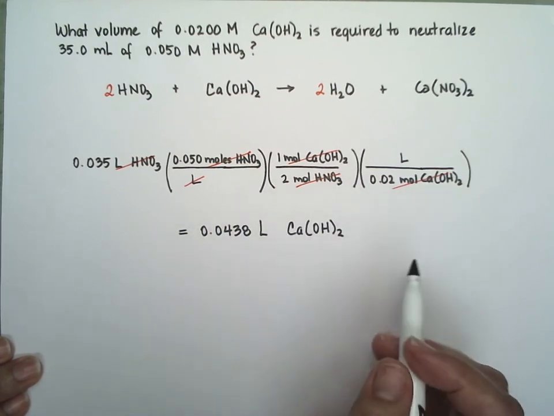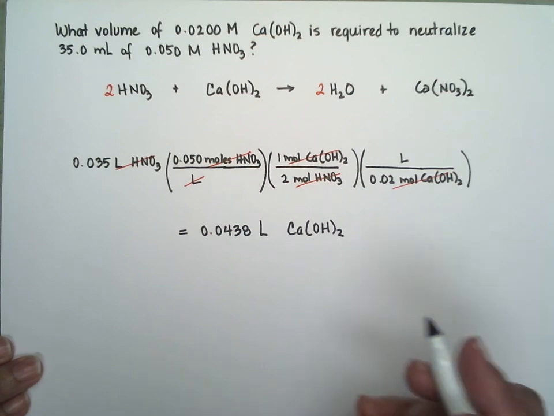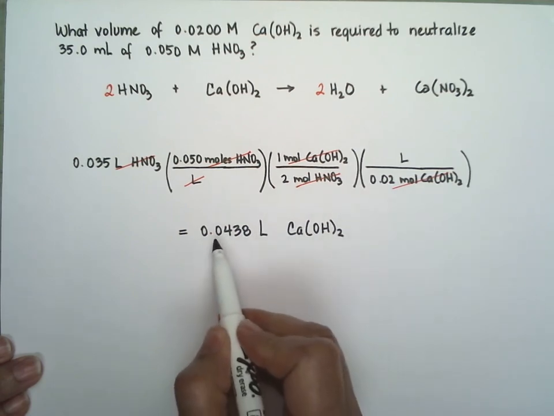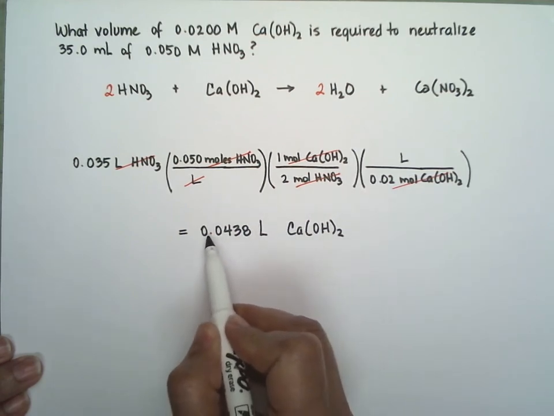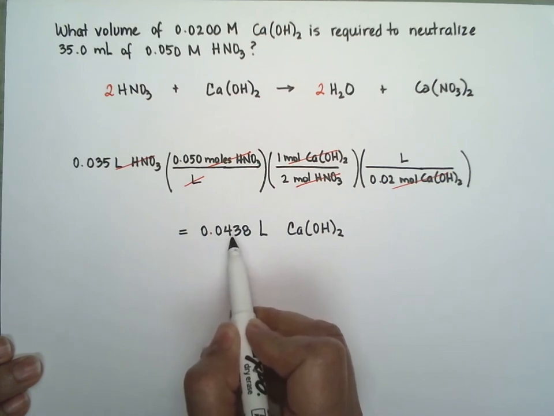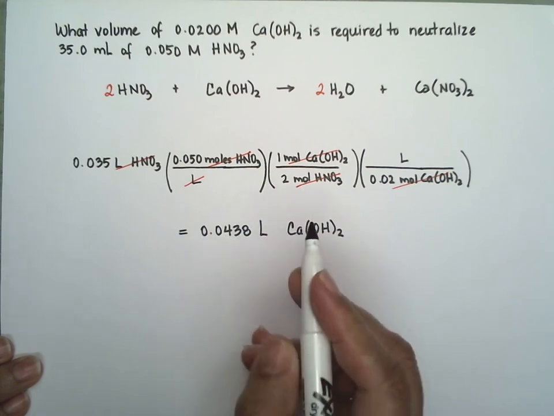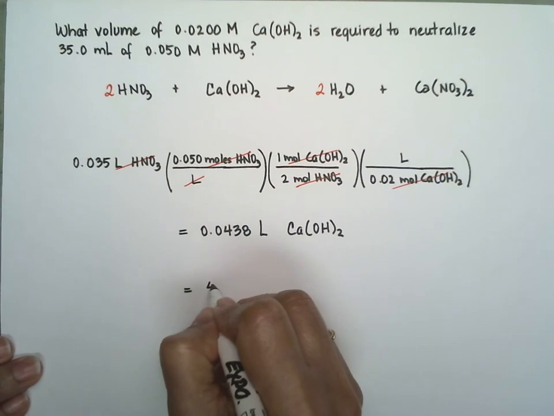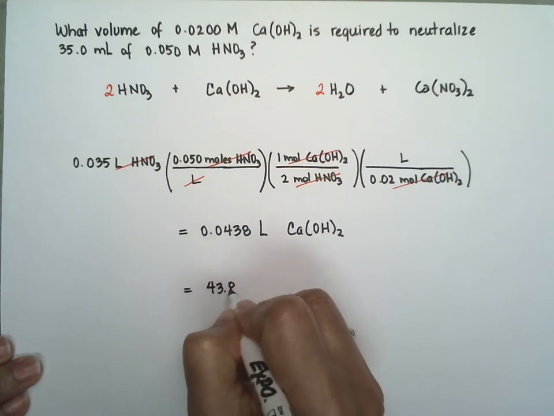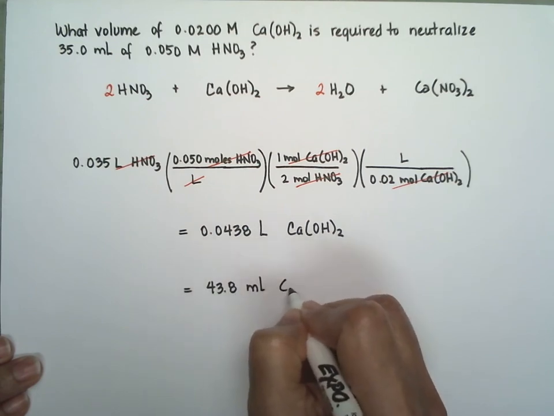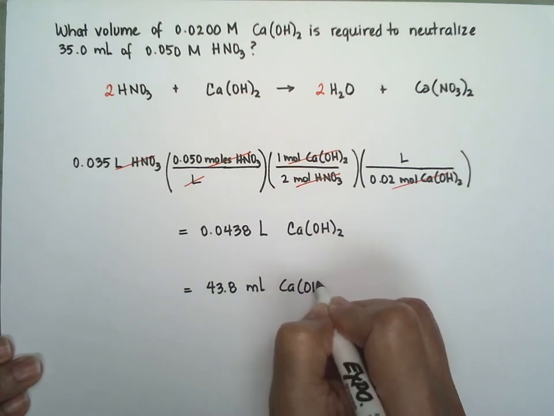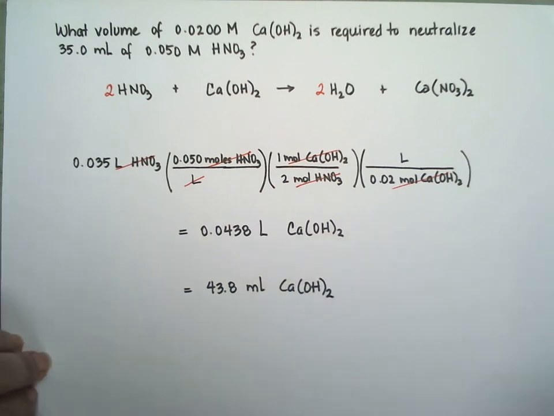Let's really quick convert the liters to milliliters this time. So we're going to do the opposite. Going from liters to milliliters, we're going to move the decimal point 3 times to the right. So that would be 43.8 milliliters of calcium hydroxide. That's how you do it.